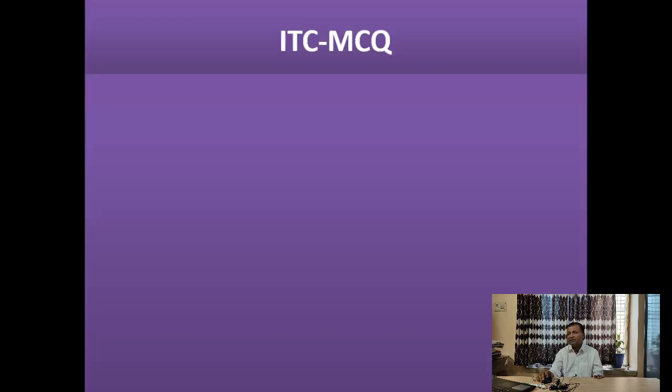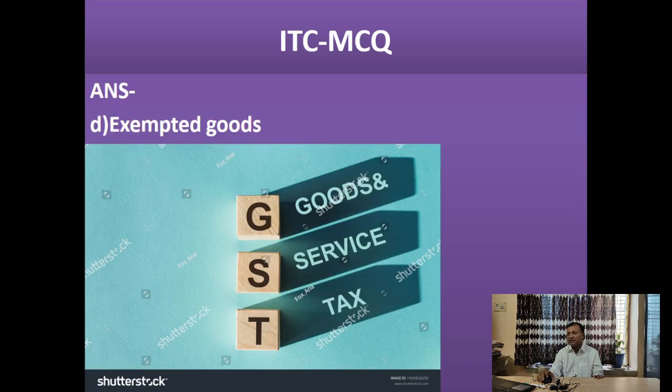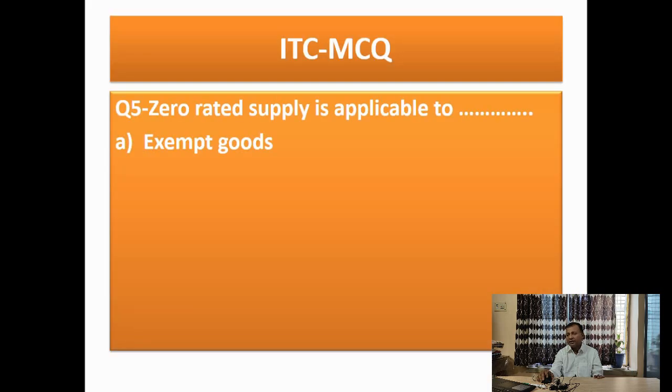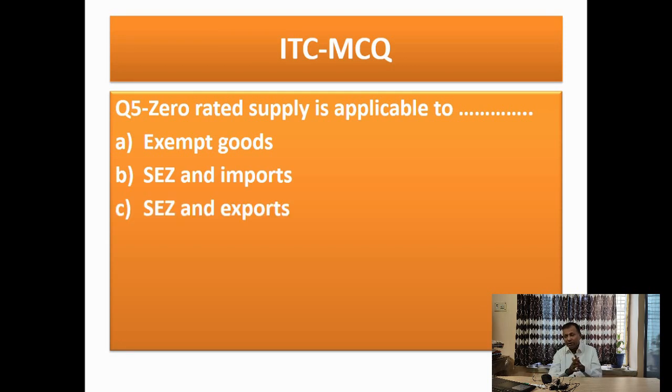Friends, let us come to another question, that is 5. Zero rated supply is applicable in case of exempted goods, SEZ and imports, SEZ and exports, all of the above. Friends, zero rated supply is generally made in 2 places: one is SEZ and the other is exports. So zero rated supply is applicable to SEZ and exports. So C is the correct answer.